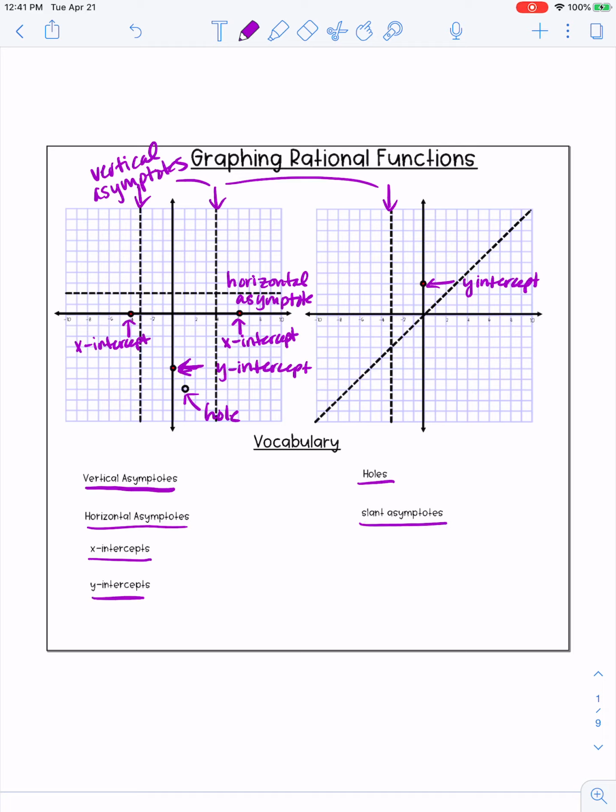And a slant asymptote is similar to a vertical or horizontal one because, again, on the asymptote, the function is not defined all along that line. It's just slanted. So this is an example of a slant asymptote. And we're going to talk about how you determine all of these things.